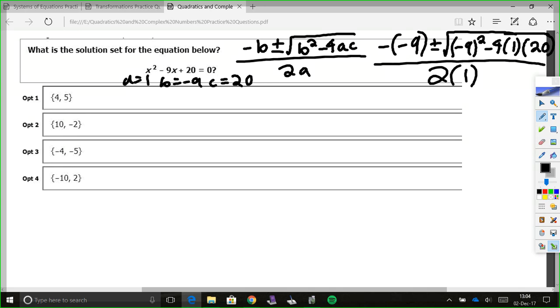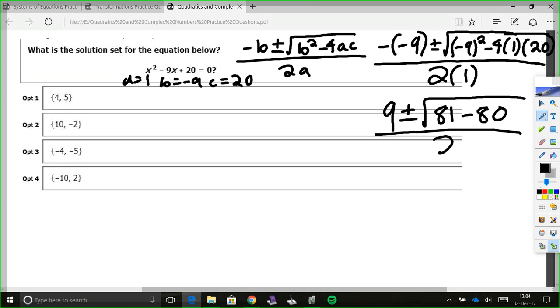So if we just simplify this, the negative 9 will become a positive 9. The plus minus, here we go. Negative 9 squared, negative 9 times negative 9 is 81. And then 4 times 1 times 20 is 80, so that'll be minus 80. All divided by 2 times 1, which is 2.